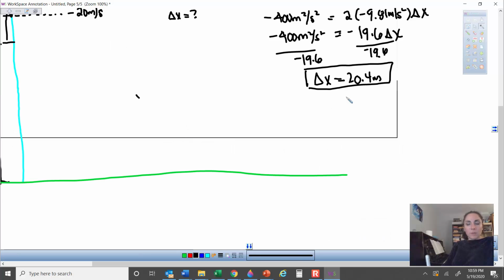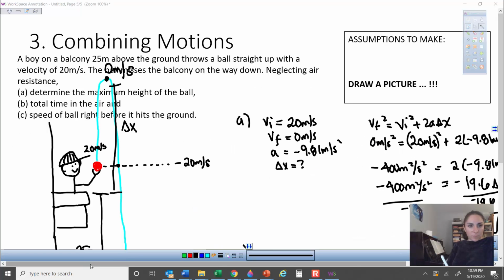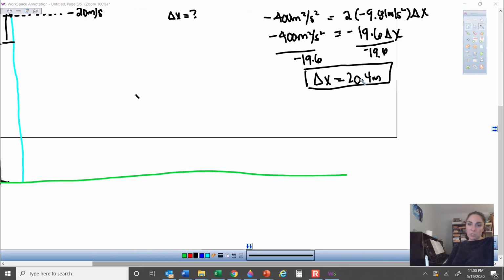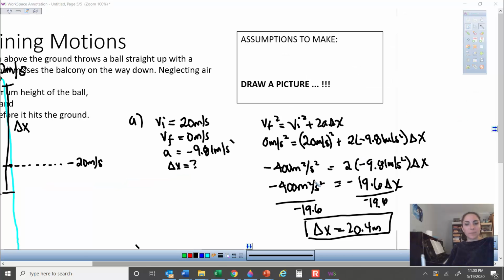So, I mean, it depends. It says, you know, what does it say? The maximum height of the ball. So if we're doing it relative to the person, it's 20.4. But if we do it relative to the ground, it will be 25 plus 20.4, 45.4 meters relative to the ground. So it doesn't really specify, but both of these are correct in modeling the situation.